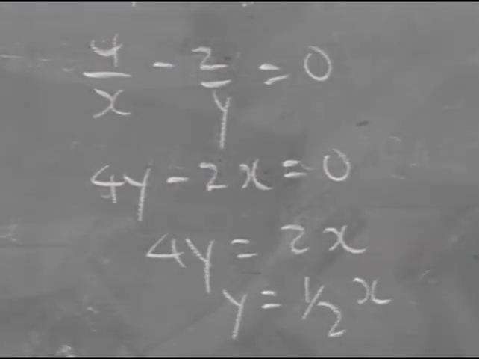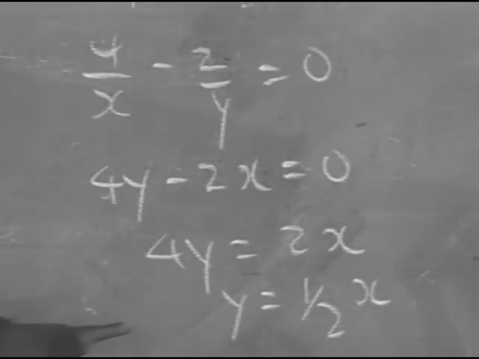Okay, so for the one on your worksheet, the gradient is 1/2 and the y-intercept is 0. The one on the screen, there is no answer to the question. There is no y-intercept and there is no gradient. It will form a different line.